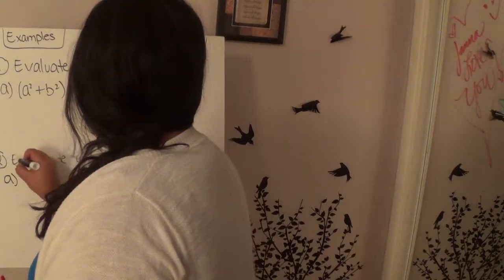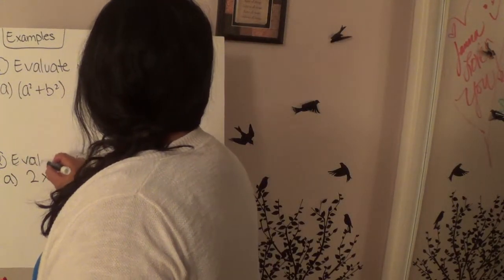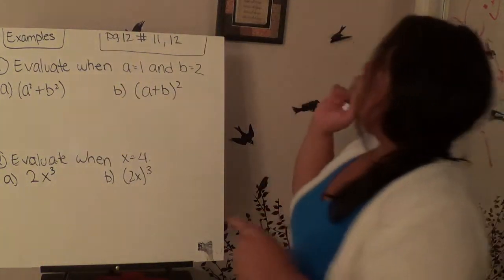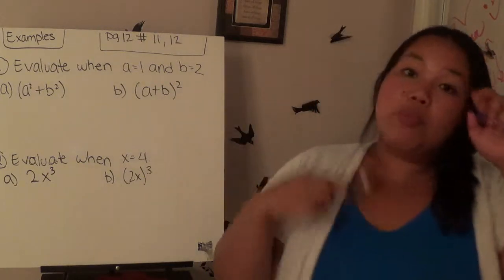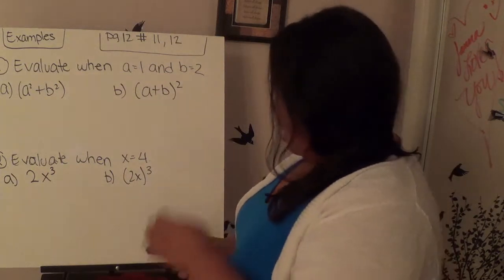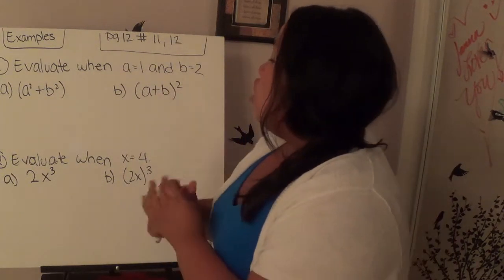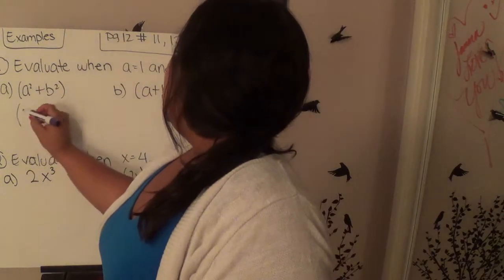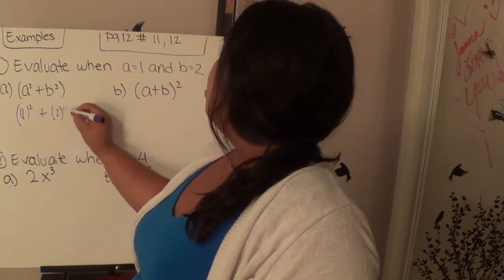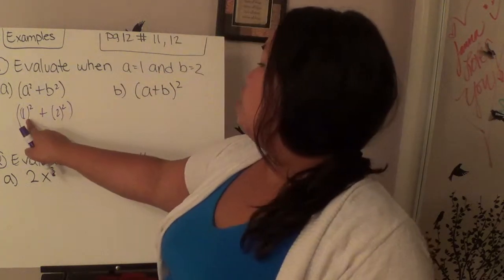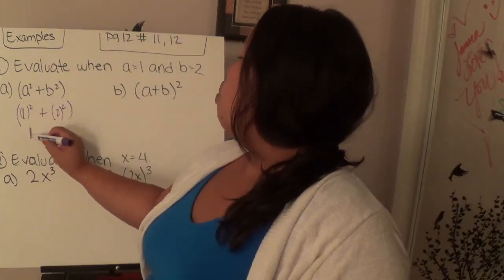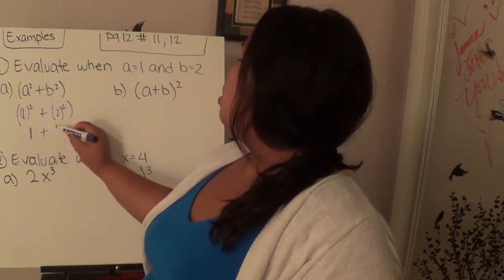Oh, this erased. Okay, so this is telling me to evaluate when A equals 1 and B equals 2. So remember in the prior sections, this is telling us the value of each variable. So we're going to plug it in, and then we're going to go ahead and solve. So A equals 1 squared plus B, which is 2 squared. Okay, and it says to do the parentheses first. So I'm going to do 1 times 1, which is 1. And 2 times 2, which is 4.